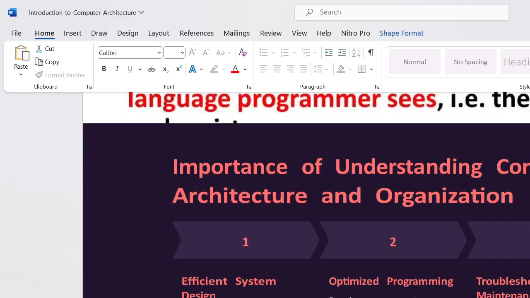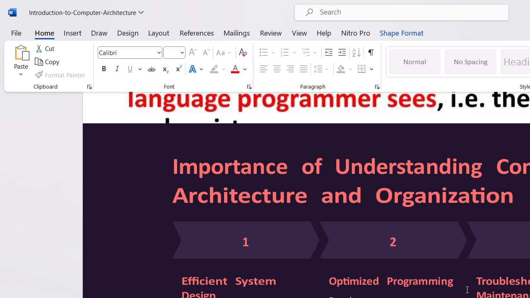And the last thing is the importance of understanding computer architecture and computer organization. The first is efficient system design. Understanding these concepts leads to the development of faster, more efficient computer systems. So we can understand what makes a computer fast and efficient, and what makes it work the way we want.